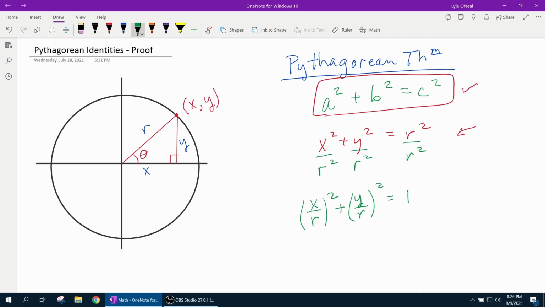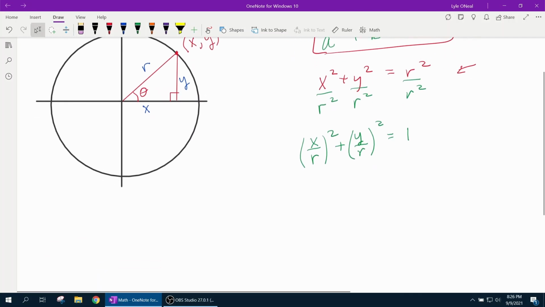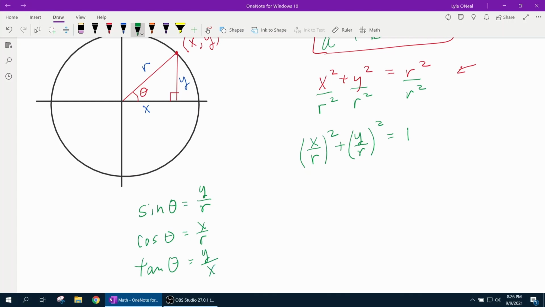Now at this point is where you're going to have to know some basic trigonometric ratios. Okay, so the first one we need to know is sine of theta in any circle, not just the unit circle, but in any circle. Sine is y over r, cosine is x over r, and tangent is y over x.